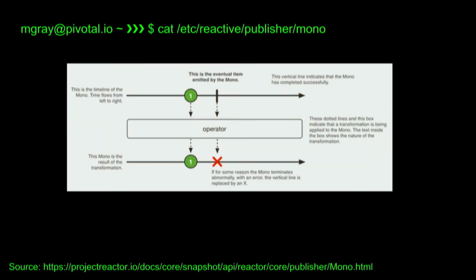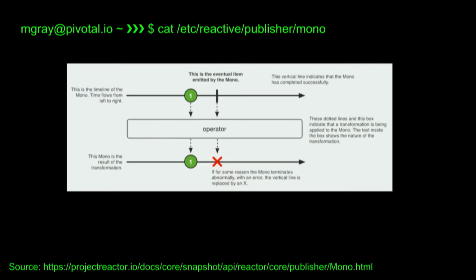I spent a little bit of time putting together a couple of marble diagrams that will allow you to understand what you're going to see in the Project Reactor documents. This particular diagram describes what happens in a stream when an operator is executed and then an error condition happens.